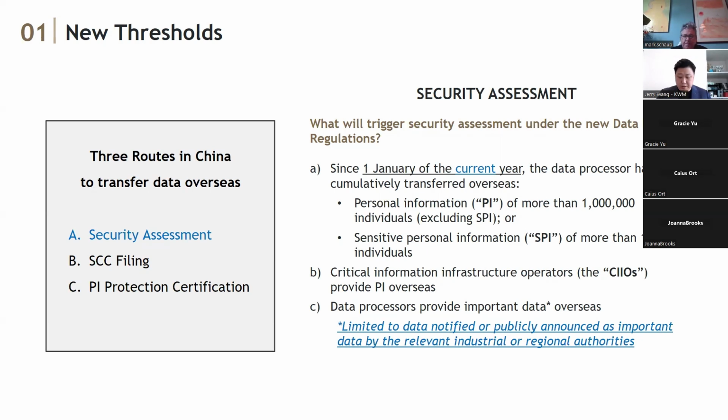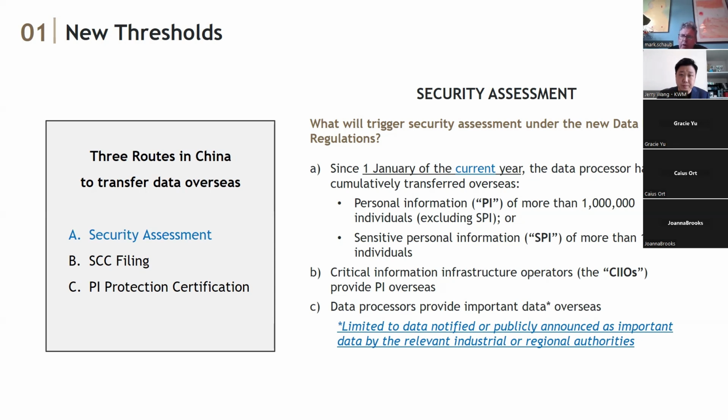Yes, indeed. And item C is about important data. We'll also explain what important data is, but it's non-personal information related to national security or public interest in China. So authorities in every industry will be responsible for formulating a very detailed list of what kind of data will constitute important data. And according to the new rules this time, it is now clarified that if a data set is not set out in the important data list, companies will not need to concern themselves whether that data might constitute important data.